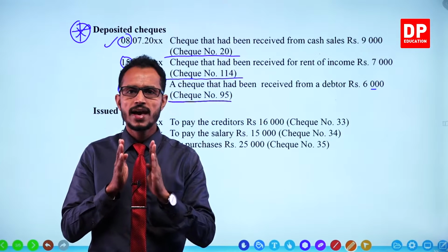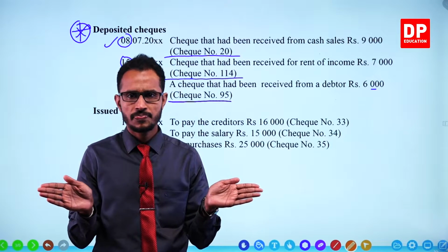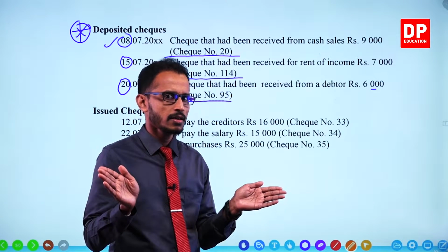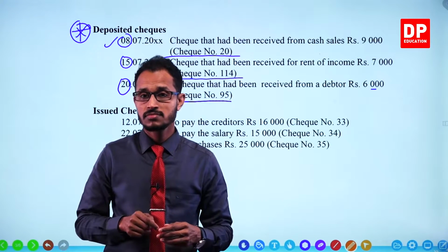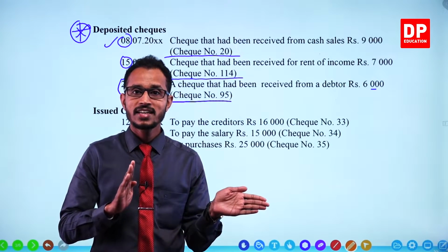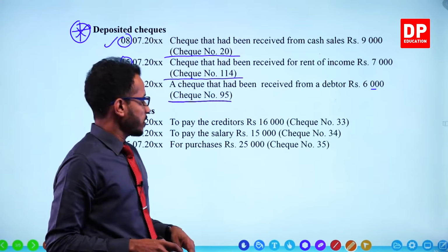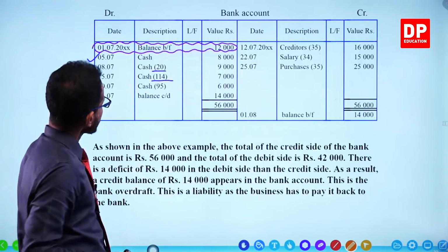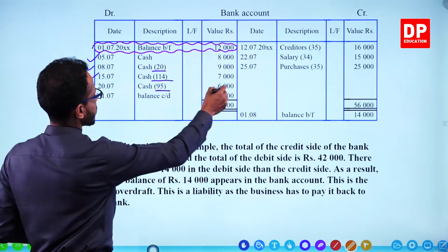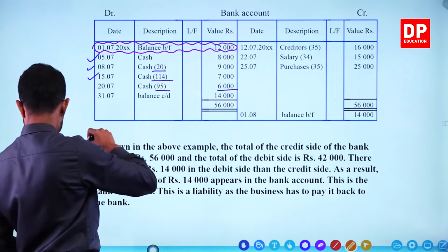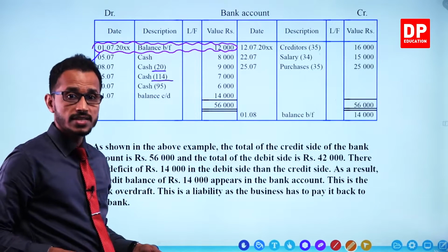Yeah, money goes to the bank. Bank debit. Sales credit. No, wrong. Not sales. Bank debit, debtor credit. Okay, debtor credit. Let's check in the debit side of the bank. Check number 95, 6,000 is there. Okay, right. That is also done.